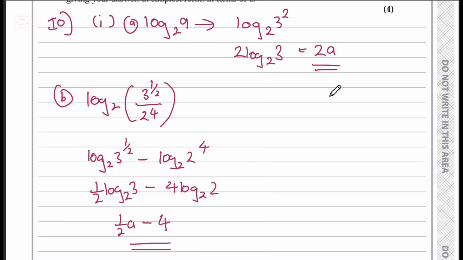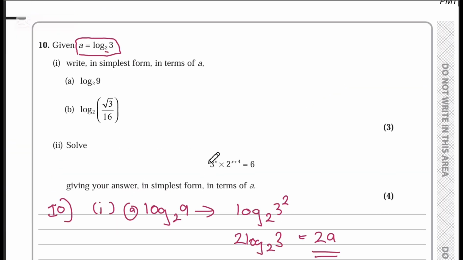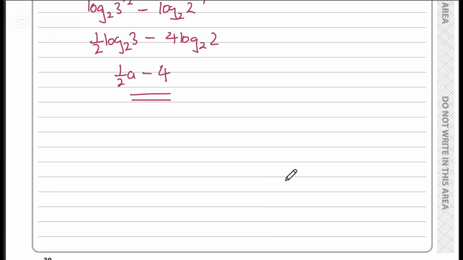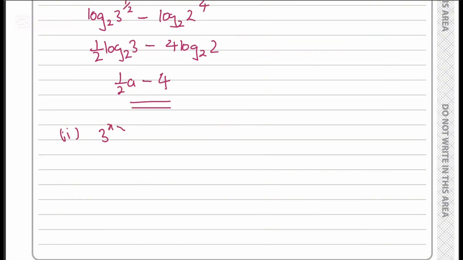Alright guys, part 2 of the question. We have 3 to the power x times 2 to the power x plus 4 equals 6. Right. And we have to find x, and we have to give our answer in simplest form in terms of a. So I'll write my question here. I have part 2. I have 3 to the power x times 2 to the power x plus 4 equals 6.